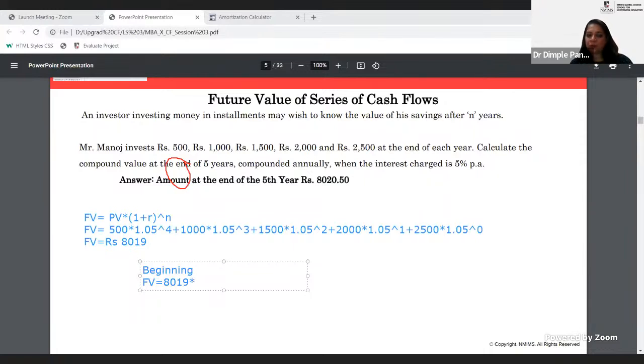So 500 into 1.05 raised to 5, 4, 3, 2, and 1. Can I say that would have been my years for getting the returns? If investments were made at the beginning of the period, my years would have been 5, 4, 3, 2, and 1. Yunus says it would have been 8,420 if your investments were made at the beginning of the year.